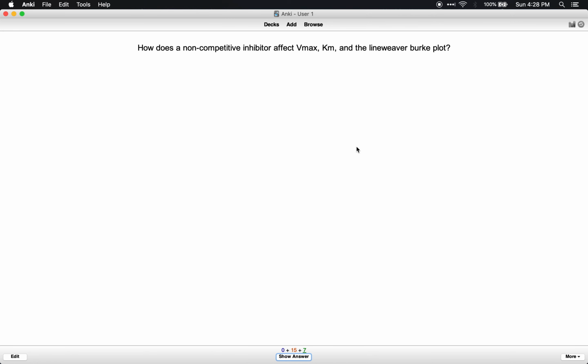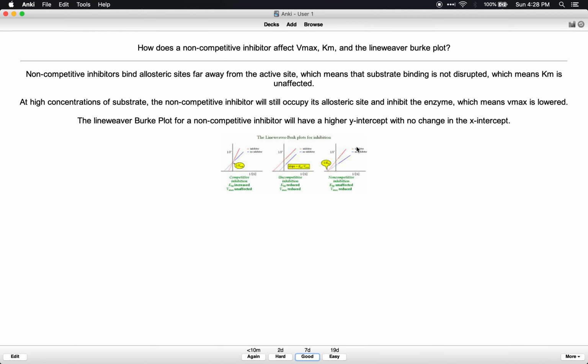How does a non-competitive inhibitor affect Vmax? The inhibitor binds far away from the active site, so substrate binding is not disrupted, meaning Km is unaffected. At high concentration, the non-competitive inhibitor will still occupy its sites, which means Vmax is lowered. On the Lineweaver-Burk plot for a non-competitive inhibitor, there is a higher y-intercept with no change in the x-intercept.